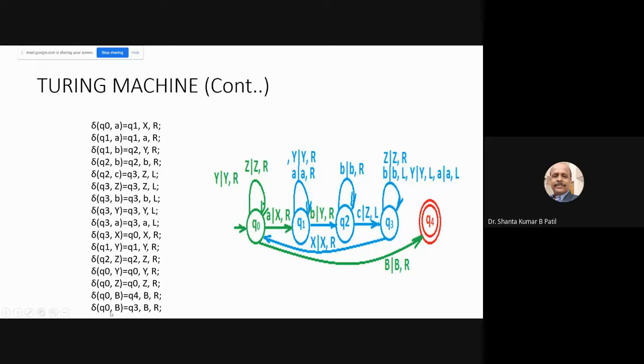Finally, you can see Q0 B. It is going to change the state, Q naught B means Q4 B R. Q naught reads the blank symbol. It understands that I converted all the input symbols into the tape symbols called X, Y, Z. These are all called tape symbols. A, B, C are called input symbols. So once the Turing machine is in Q naught and approaches the blank, it understands that all the input symbols are read by me. Hence, I need to be in the halt state. So now it is Q4.